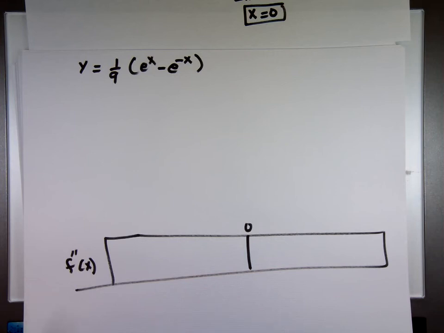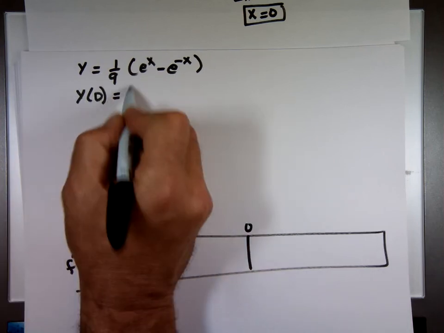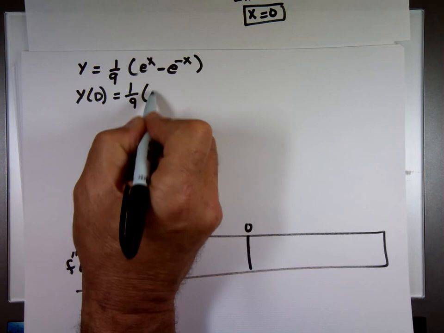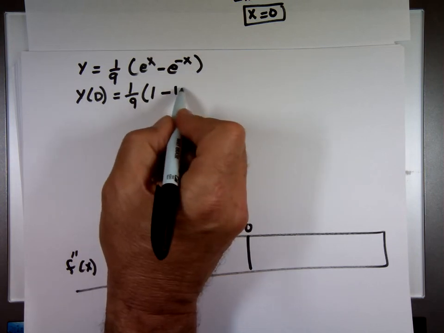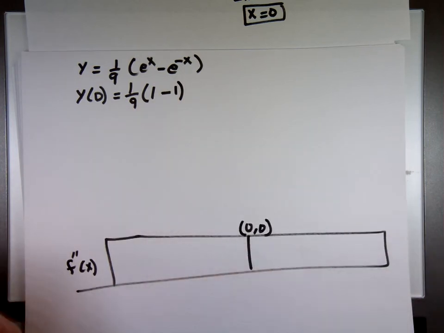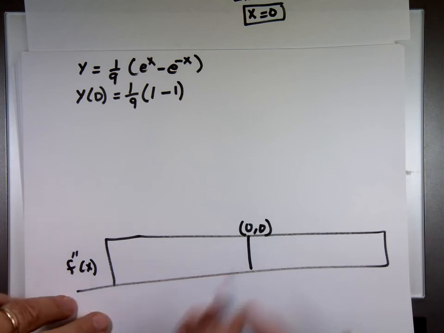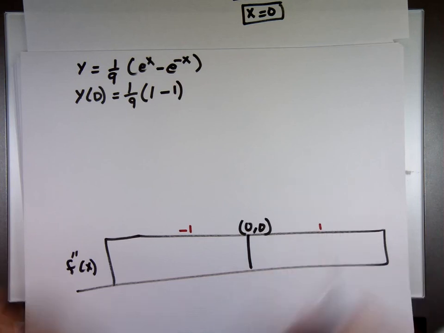When x is 0, what's y at 0? 1/9 (e to the 0, which is 1, minus e to the negative 0, which is also 1). That's a 0. So I'm going to pick a test point to the left of the 0, like a -1. To the right of the 0, that's a 1. I just need to know positive or negative. This is my second derivative.